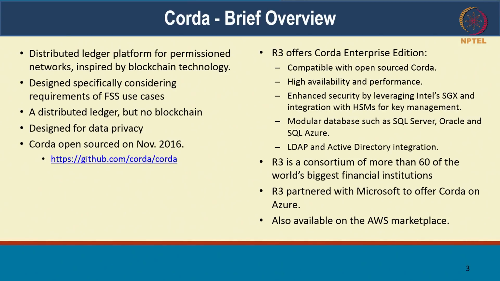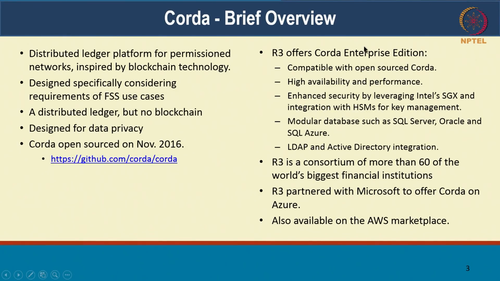And Corda has been designed specifically considering the requirements of financial services use cases. A bunch of banks have come together to form a consortium called R3. And R3 leads the development of Corda and also the governance around the Corda development itself. It's specifically designed considering data privacy as a first-class requirement. Corda was open sourced in November 2016 and has been seeing a good amount of progress in terms of capabilities over the last year and a half.